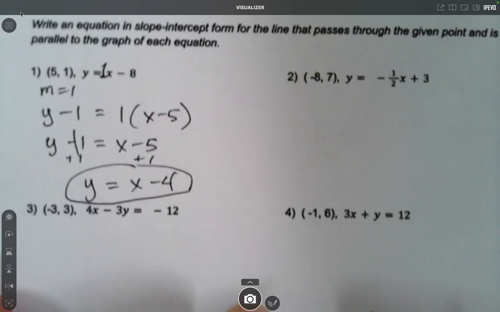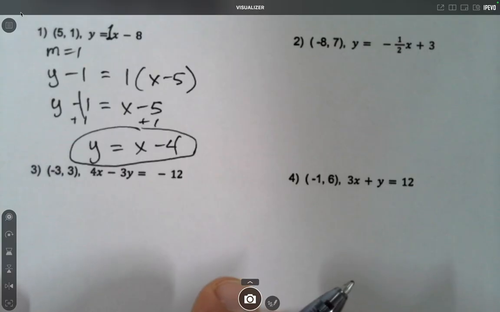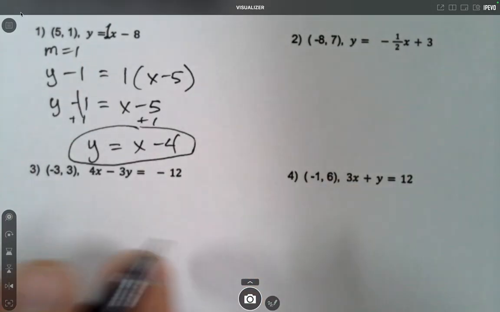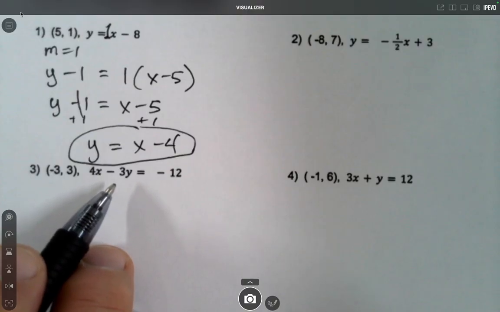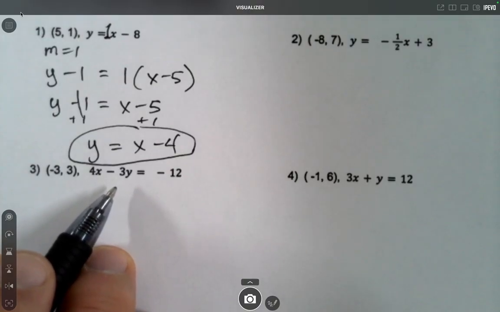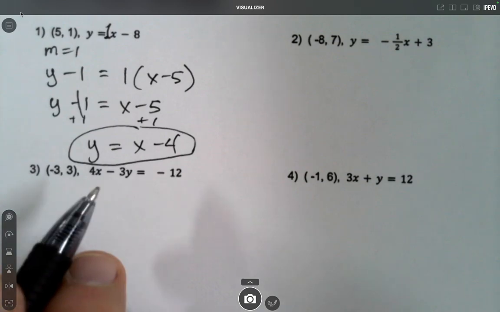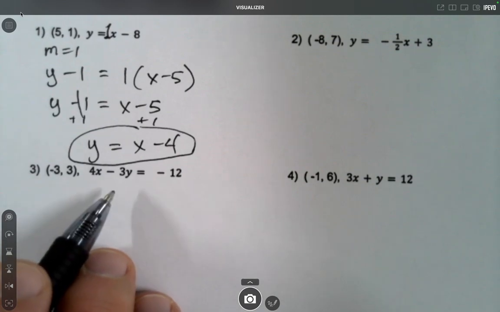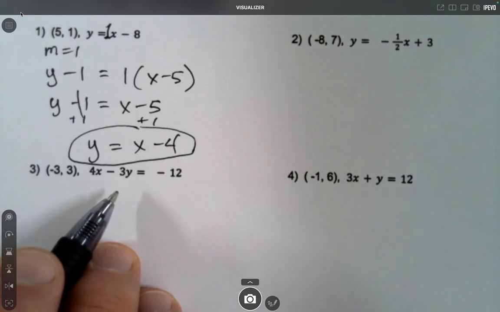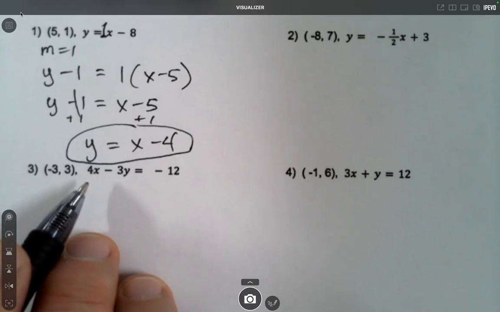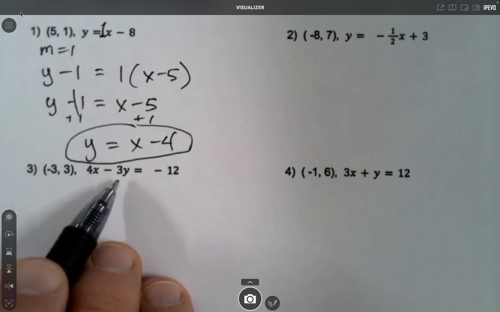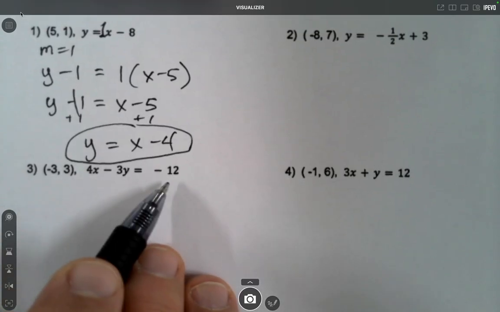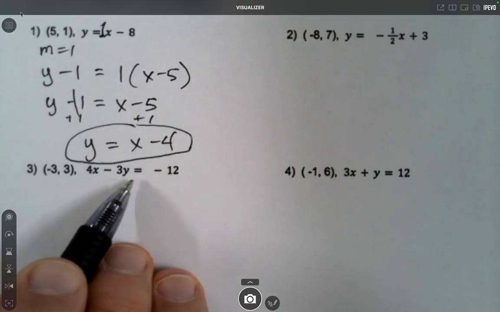Okay, I'm going to jump down to number 3. I will do 2 and 4, but number 3 is a little bit different because this did not give us the equation in slope-intercept form. So it turns out there are 2 ways you can find the slope when things are in standard form. One is, of course, to just rewrite this in slope-intercept form. I could subtract the 4x over, then divide everything by negative 3.